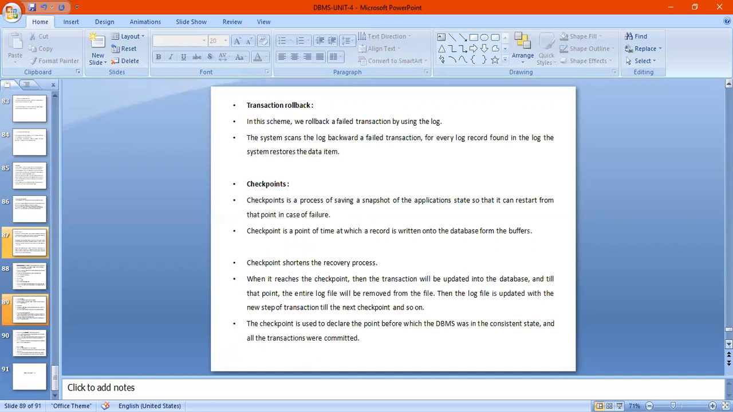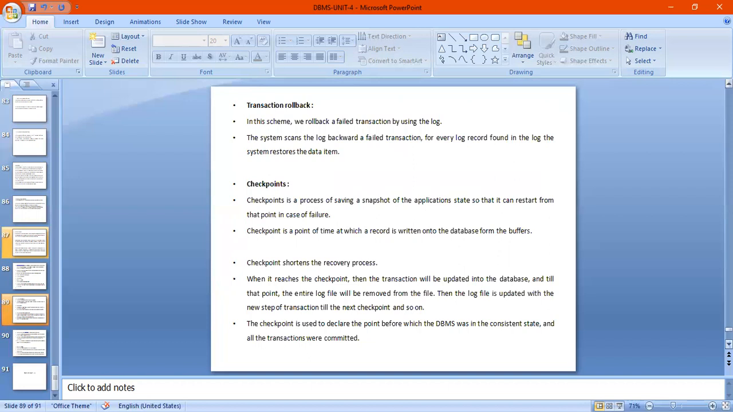Transaction rollback. In this scheme, we roll back a failed transaction by using the log. The system scans the log backward for the failed transaction, and for every log record found in the log, the system restores the data item.